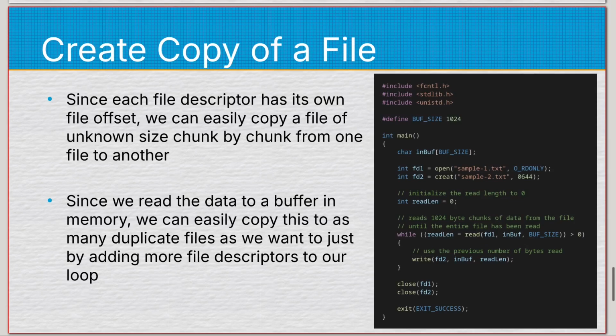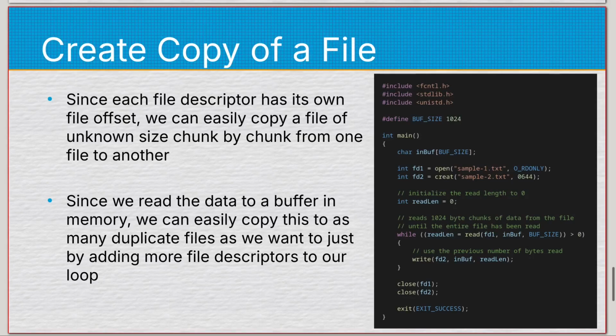Now, we can use this to copy files, which is honestly really, really nice. We're using that same process. So since each file descriptor has its own file offset, we can easily copy a file of an unknown size chunk by chunk from one file to another. So instead of taking those chunks and writing them to standard output, we could instead take that copy that we read and write that to a separate file.